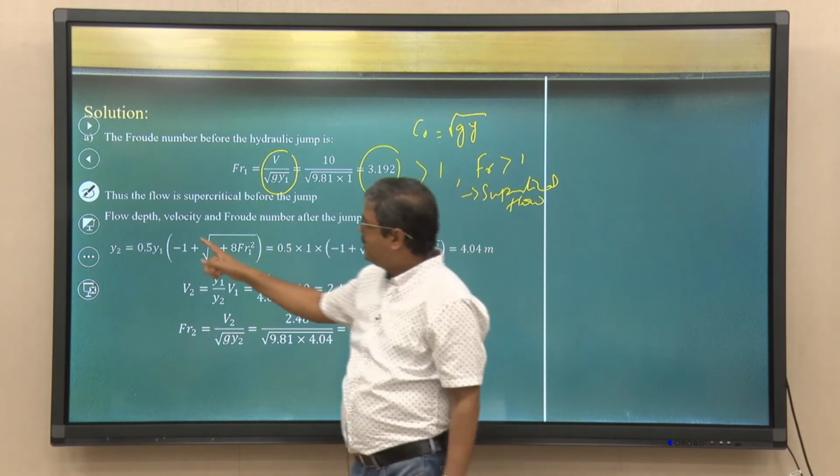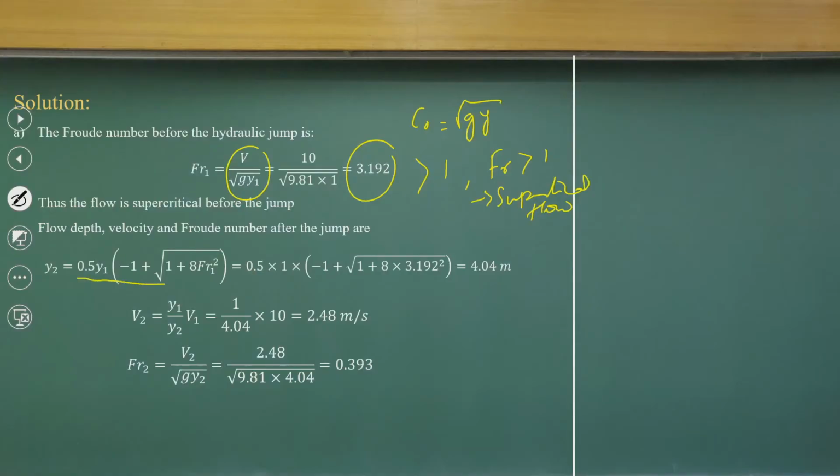We use the linear momentum equation relationship to compute the y2, which is coming around 4 meters. With the continuity equation, we can get the velocity V2, and we can again compute the flow Froude number at the downstream section 2, as it is less than 1, it is subcritical. So, all these conditions are satisfied, the flow is going from supercritical to subcritical.